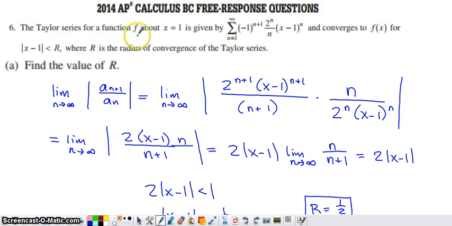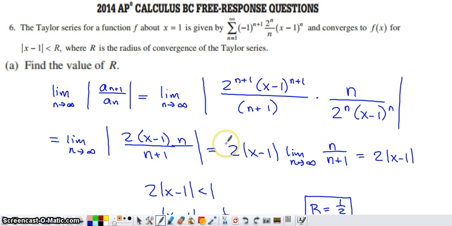So they say the Taylor series for a function f based at 1 is given by this, and it converges to f of x as long as the absolute value of x minus 1 is beneath r, and r is the radius of convergence of our series. And then what they ask us to do in part A is to find the value of r. So we want to know what the radius of convergence for this Taylor series is.